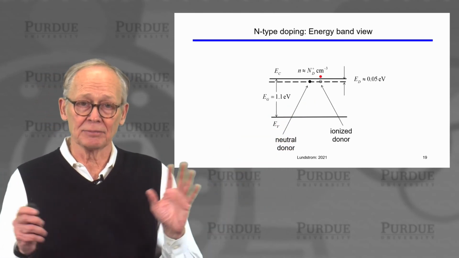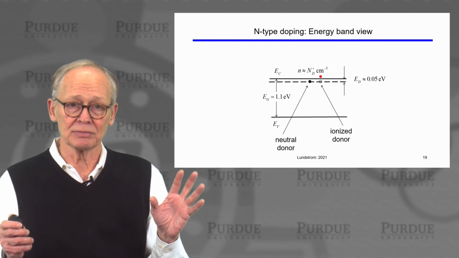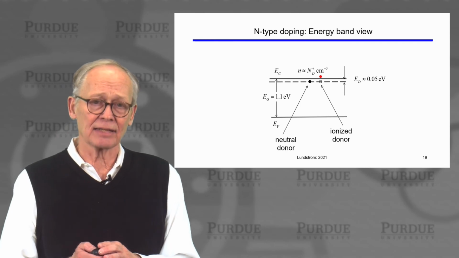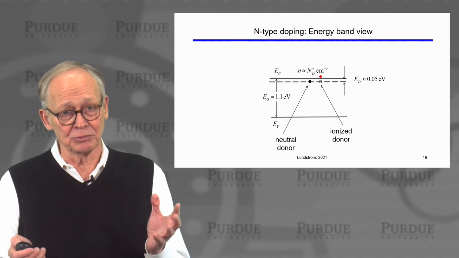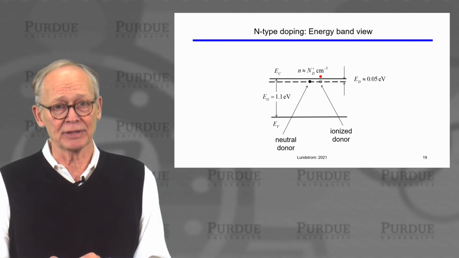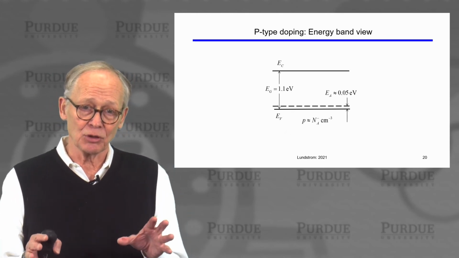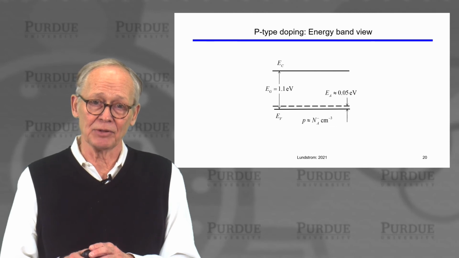Now the phosphorus atom has one too few electrons. It's now positively charged. We say it's ionized. And that electron has gone into the conduction band, and we now have an electron free to move about and carry current. We can view p-type doping on an energy band diagram as well.